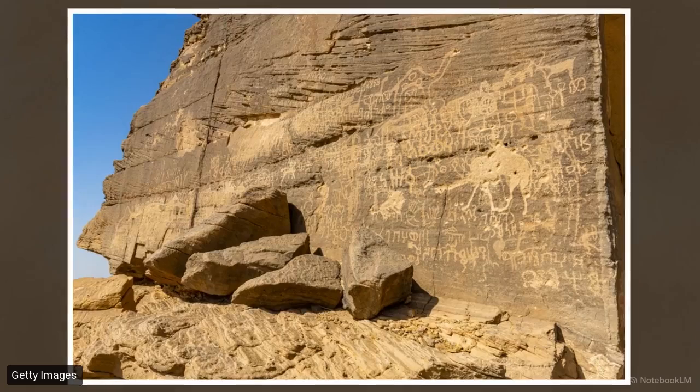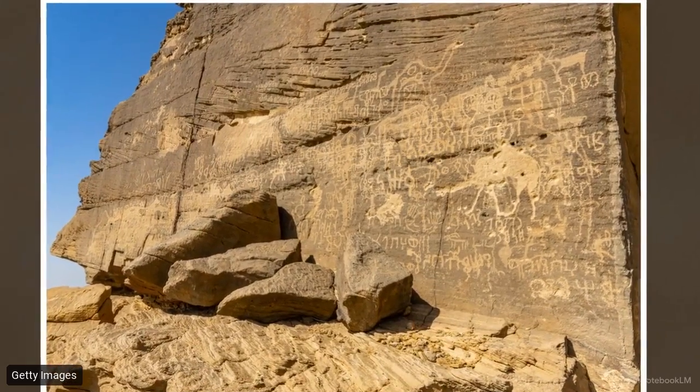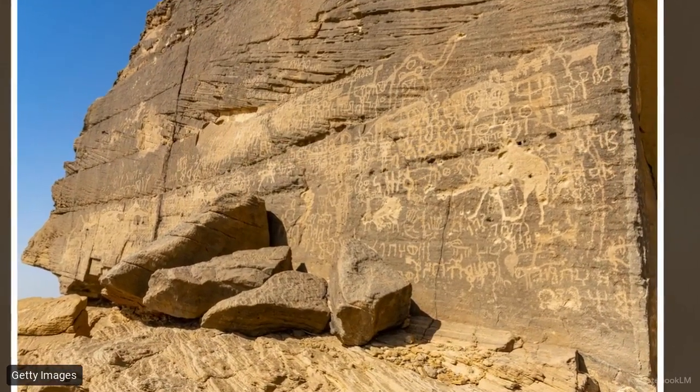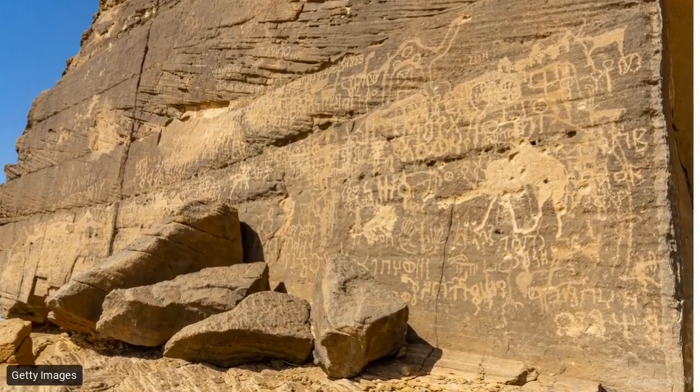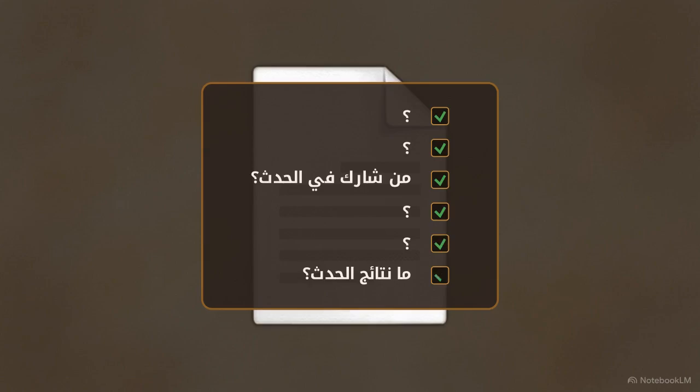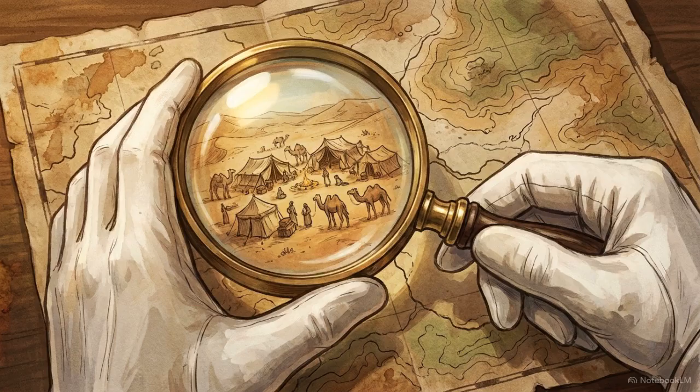Evidence can be many things, like these ancient rock carvings. These inscriptions are physical proof of the civilizations that lived here thousands of years ago. Now that you know how to ask the right questions and look for proof, you're looking at the past through the eyes of an investigator.